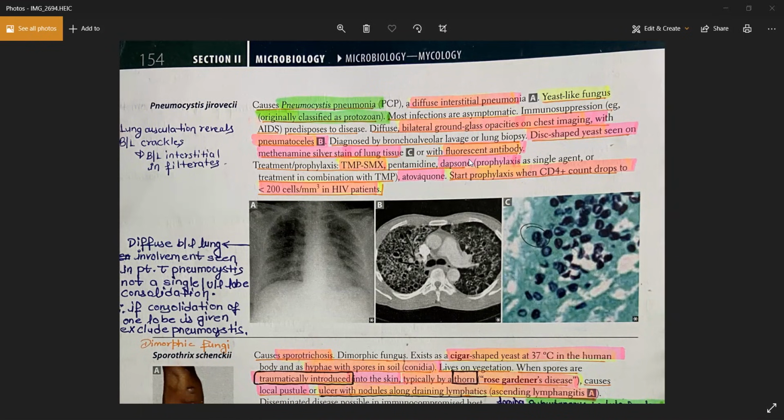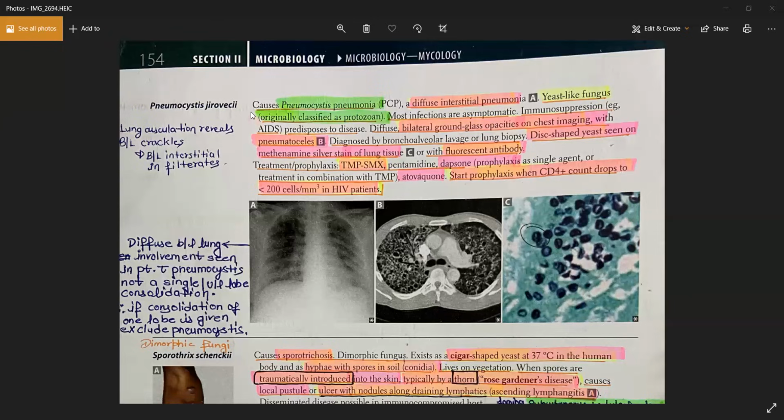You need to start the prophylaxis as soon as the CD4 count drops to less than 200. So Step 1 will ask you, if a patient comes to your department with a history of HIV and now has a CD4 count of less than 200, what drug would you initiate? Against which organism will you initiate the prophylaxis? It would be Pneumocystis jirovecii.